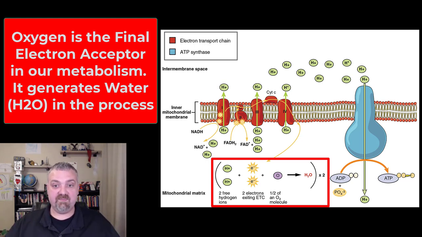We use aerobic respiration. Oxygen is our final electron acceptor. There are other living things that don't use oxygen as the final electron acceptor, but we need it. So without oxygen, same problem. This is the reason that we breathe in, because if we don't get oxygen, then we cannot generate ATP.